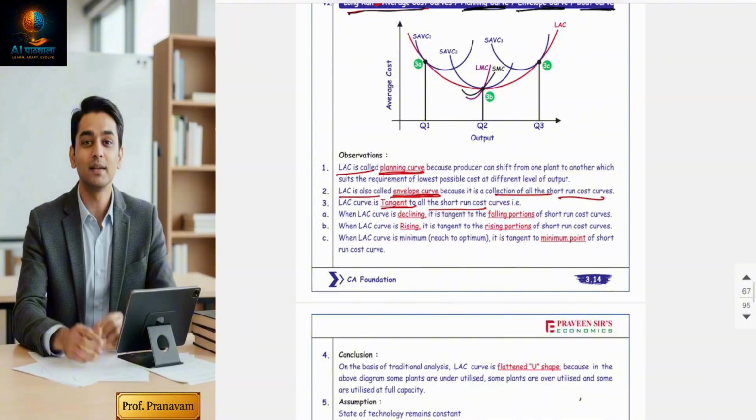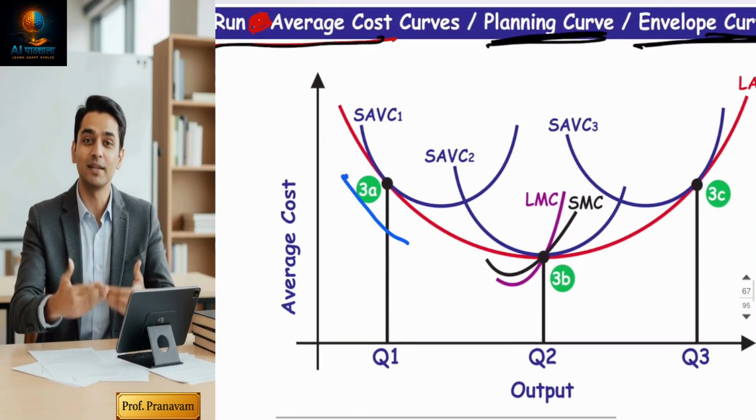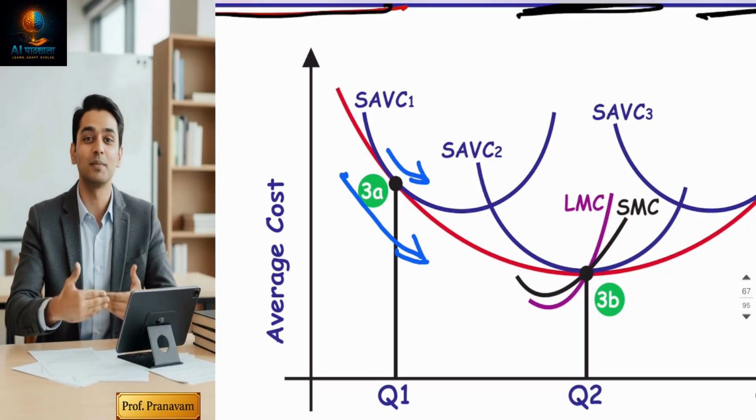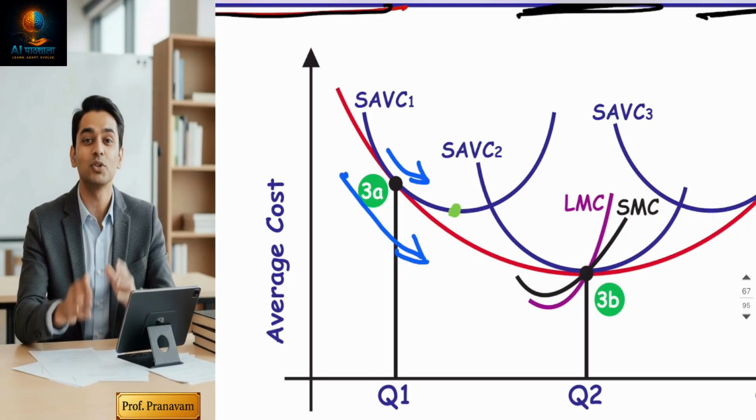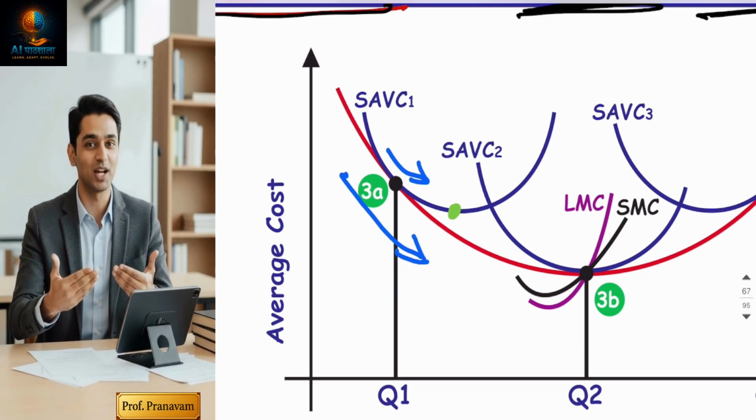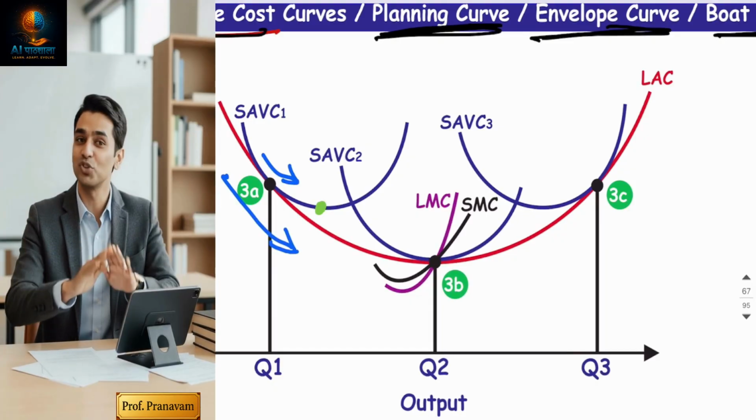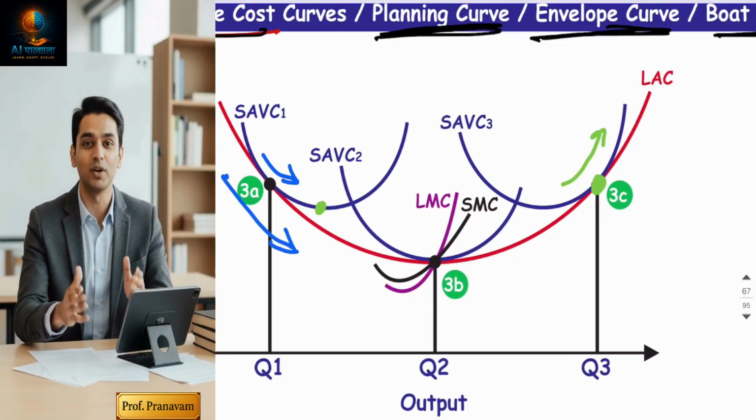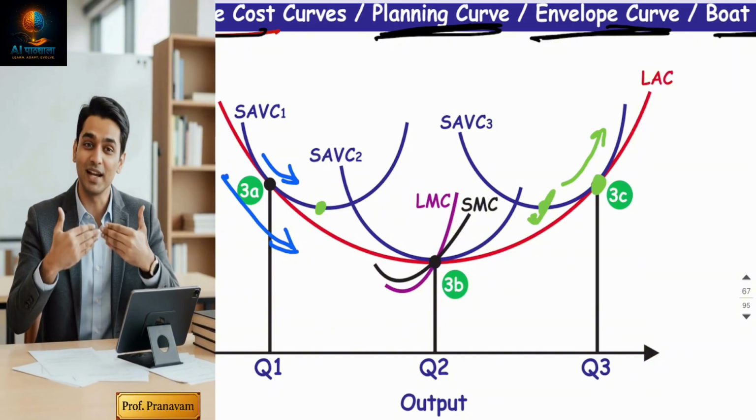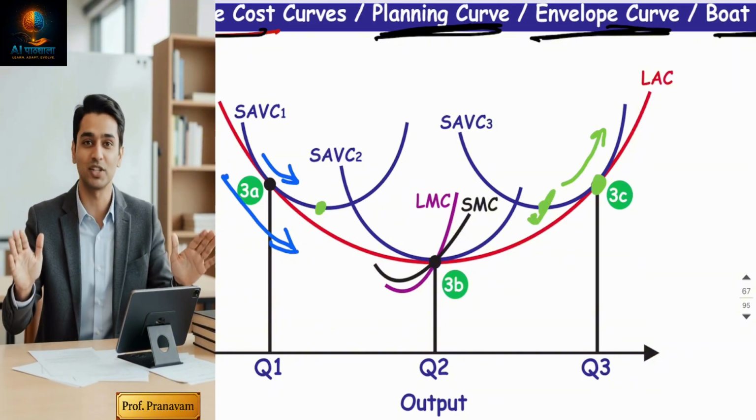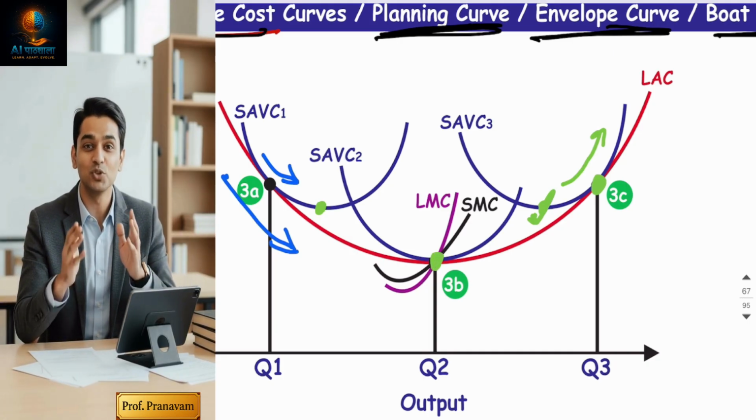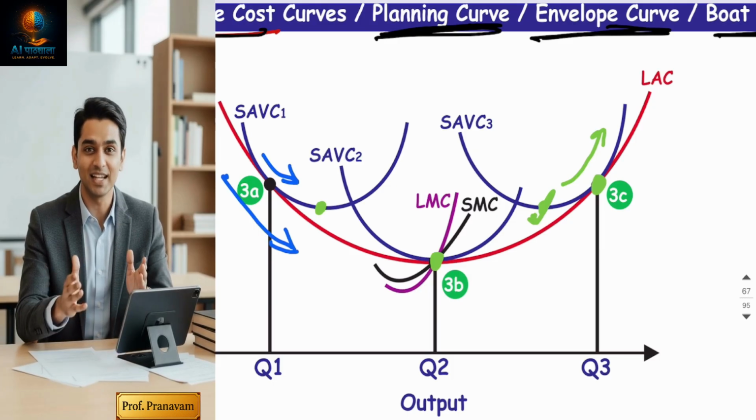No. What they want to say is, when the LAVC curve is falling, it is tangent to the falling part, not at the optimum. See, the optimum of the SAVC curve, the minimum point, is over here. So it is tangent to the falling part. And when it is rising, it is tangent to the rising part, not over here. See, this is my optimum. So SAVC 3 is overutilized and SAVC 2 is tangent at an optimum point, so SAVC 2 is optimally utilized. So some machines are underutilized, some are overutilized.